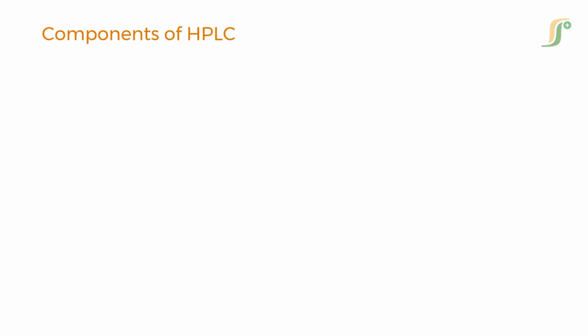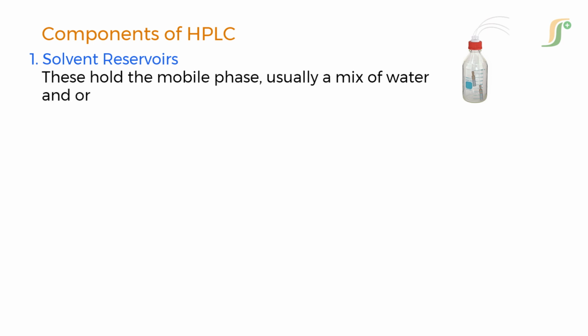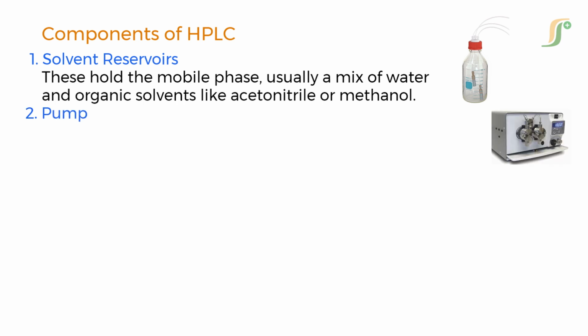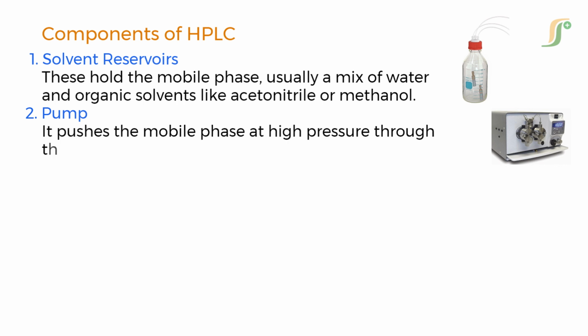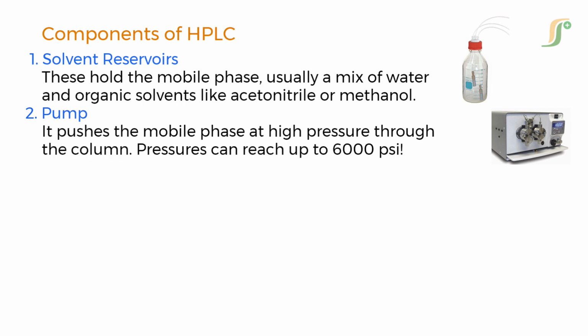Let's now look at the different parts of an HPLC system. The first component is solvent reservoirs. These hold the mobile phase, usually a mix of water and organic solvents like acetonitrile or methanol. The second component is pump. It pushes the mobile phase at high pressure through the column. Pressures can reach up to 6,000 psi.